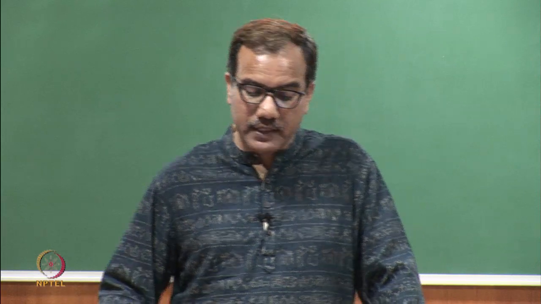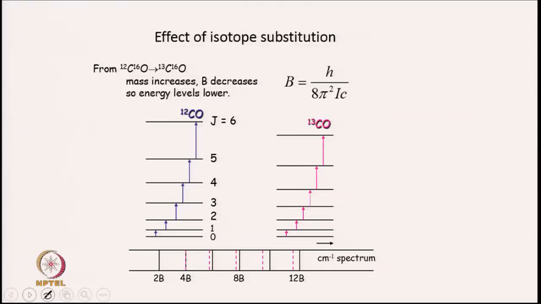So, next we will discuss what is the effect of isotope substitution. For example, if we go from 12C 16O to 13C 16O, so here we are going from one isotope 12C to 13C. We know that B is inversely proportional to I, and since I increases when you go from 12C 16O to 13C 16O, B is going to decrease, and then the difference between different energy levels is also going to decrease.